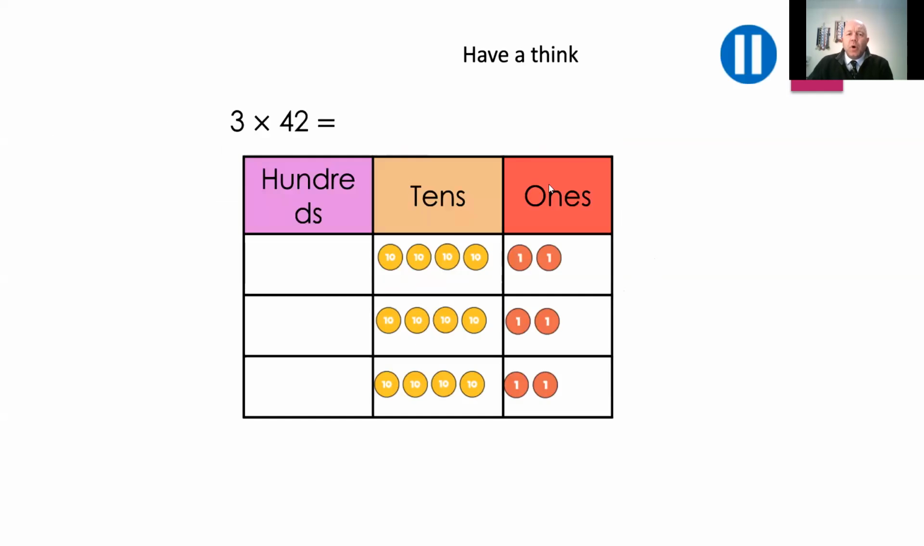If we move on to this one, 3 times 42. So there's 10, 20, 30, 40. So there's our 40. And there's our 2 1s. And we've got that 3 times. Just pause the video now, have a think, and see if you can work out the total.